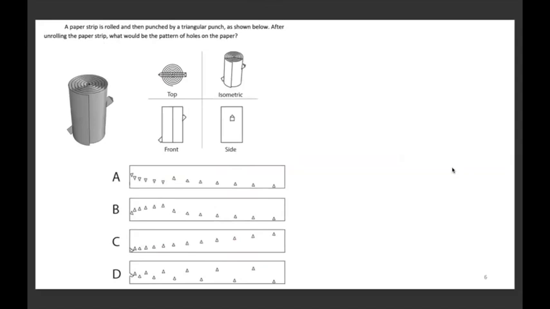A paper strip is rolled and then punched by a triangular punch as shown below. After unrolling the paper strip, what would be the pattern of the holes on the paper? We are given here the top view, isometric, front view and the side view. And then we are also given in the isometric view how the punching of that triangular punch is going to happen. We are to identify after the punching is done, when you unroll this paper, क्या pattern form होगा punching की वजह से. Okay. Our clue here is actually your top view.